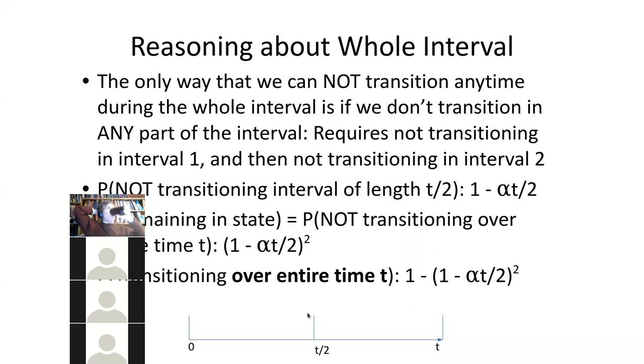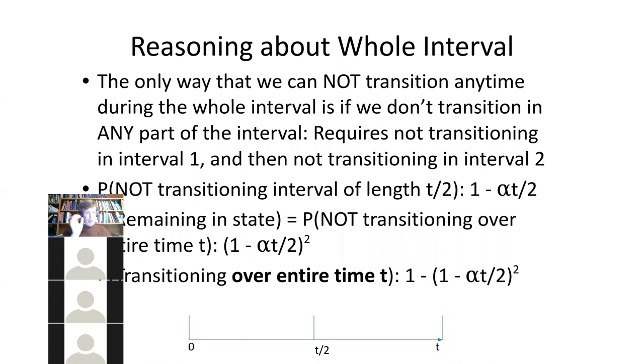And it's only if I avoid it the first and the second that I don't transition. So the probability of transitioning over the entire time in either of these is 1 minus this. This is the probability of not transitioning in the entire time. This is the probability of transitioning somewhere in the entire time, whether in the first or the second.